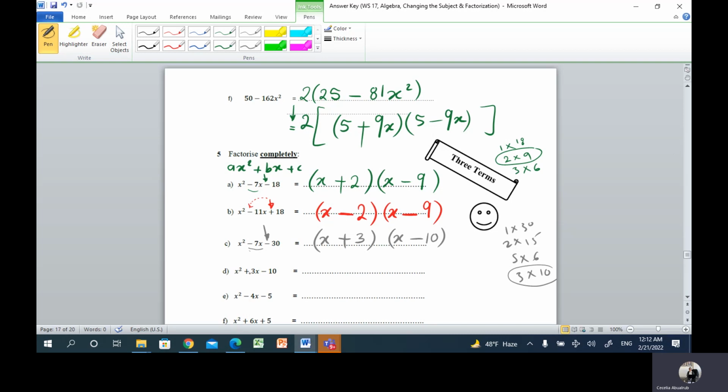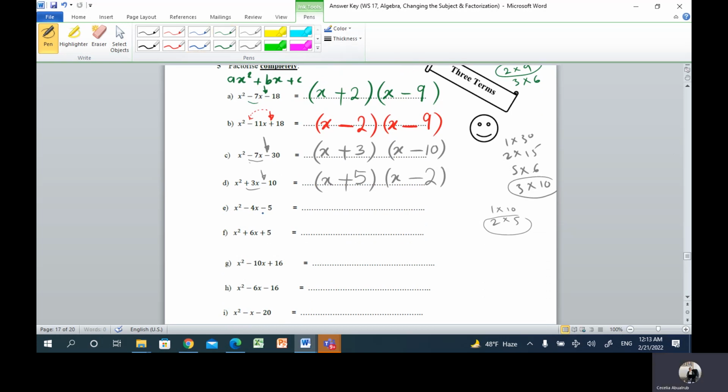Let's go to next. X squared plus 3x minus 10. So it is written as ax squared plus bx plus c. Open two brackets. Look at the last term. It's negative. So the first bracket will take the addition and the second bracket will take the subtraction. X squared, it's x, and then the 10. 1 times 10 or 2 times 5. The middle term is plus 3. So 1 plus 10 is 11. 10 minus 1 is 9. So definitely it's not this one. While 2 plus 5 is 7 and 5 minus 2 is 3. So since the middle term is carrying the positive and 5 is greater than 2, 5 is going to be here and 2 is going to be here.